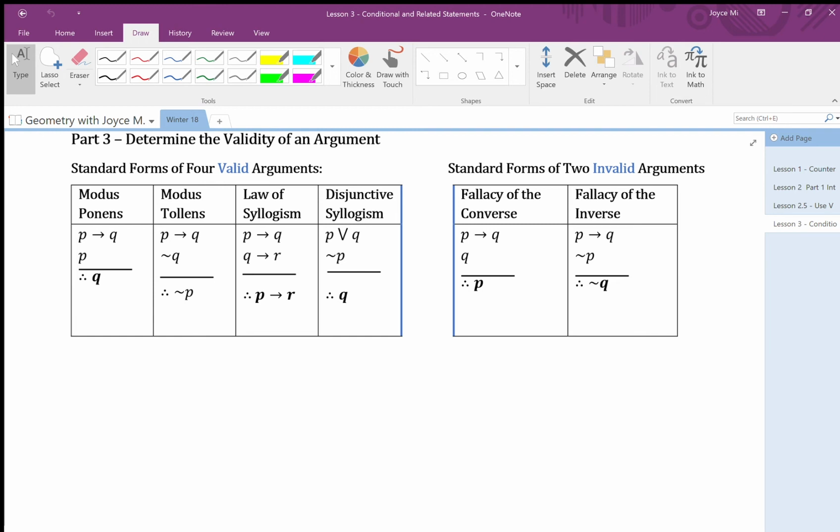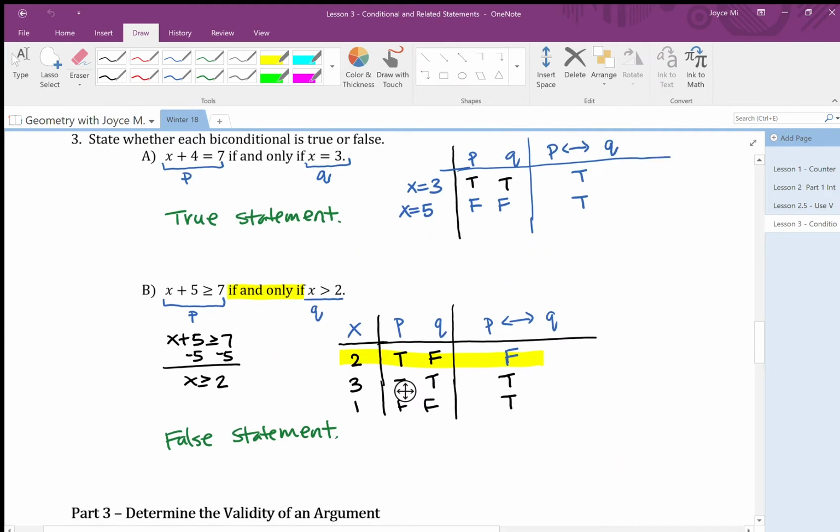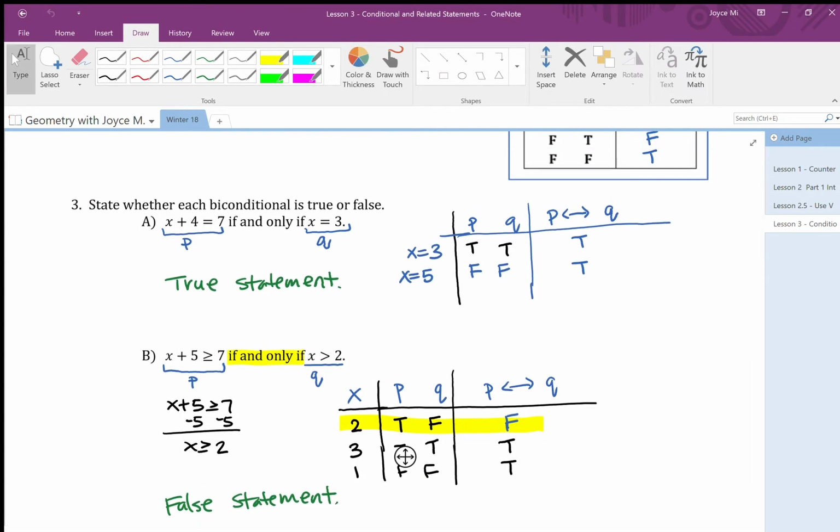This is part 3 of lesson 3. So we're going to determine whether a given argument is valid or not. Before we proceed with part 3, let's review parts 1 and 2. In part 2, we talked about biconditional statements. We determined whether a given statement is true or false.